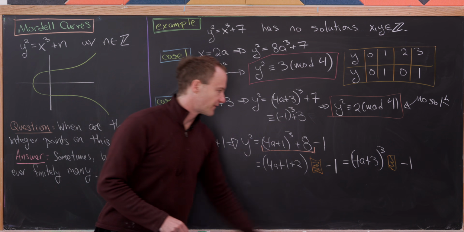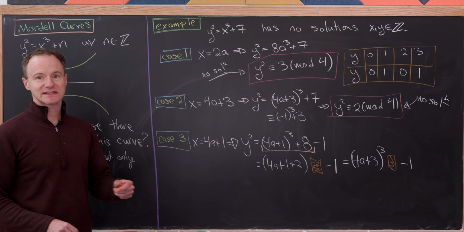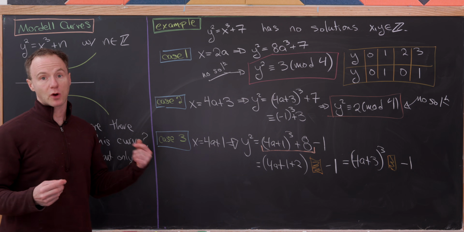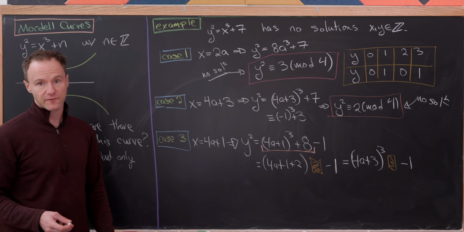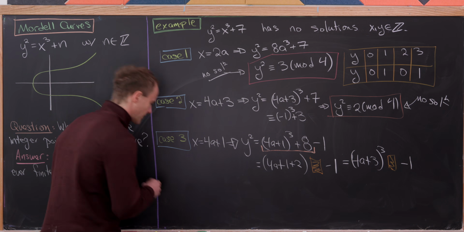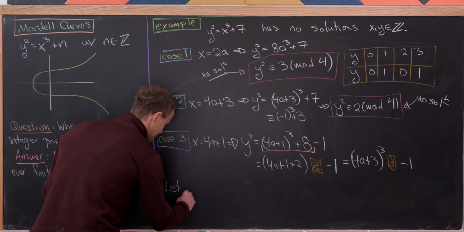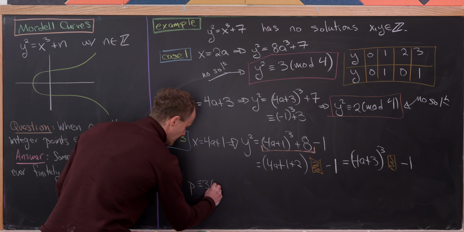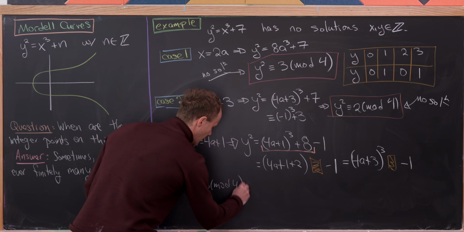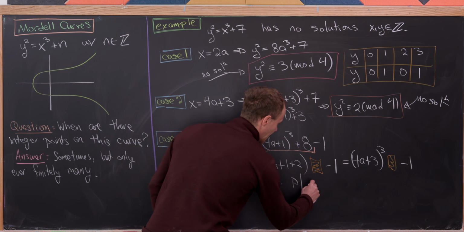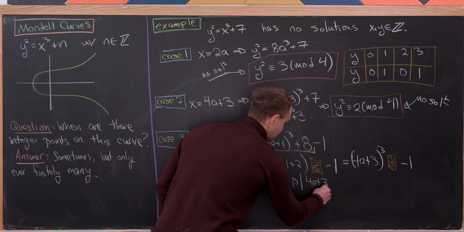Any number of the form 4a plus 3 has a prime of the form 4n plus 3, or congruent to 3 mod 4, that divides it. So that's a standard rule from number theory. So let's take that prime. Let p, which is congruent to 3 mod 4, be such that p divides 4a plus 3.